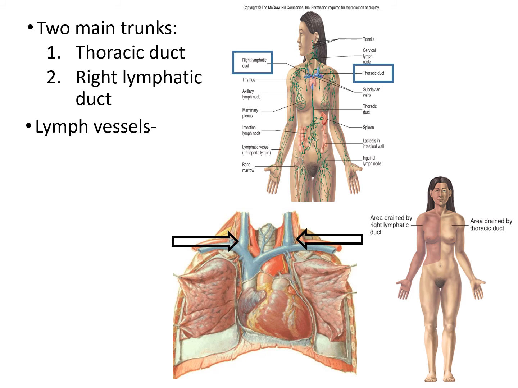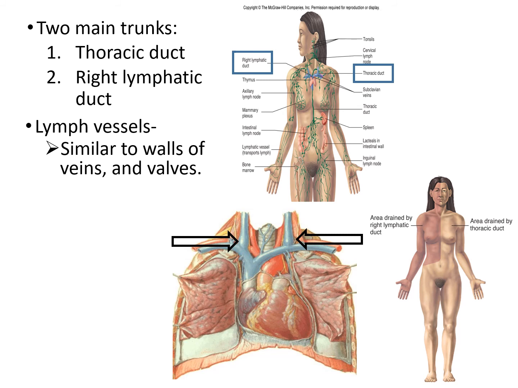Look at the figure on the far left side of the PowerPoint. You can see in the picture the right side of the face, the right side of the chest, the right side of the abdomen, and the right upper extremities. It is being drained by your right lymphatic duct. While the rest of the body, the lower extremities, the left side of the abdomen, the left side of the chest, the left side of the face, and the left upper extremities are all being drained by your thoracic duct.